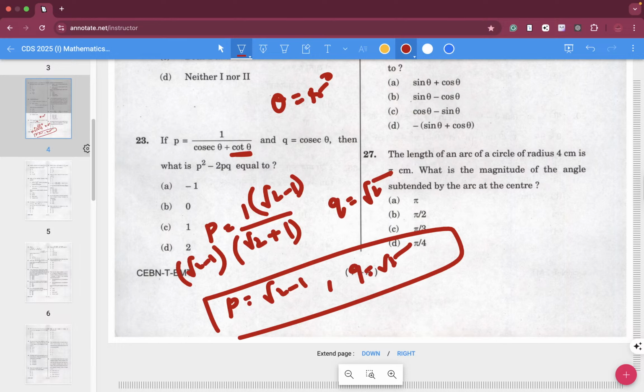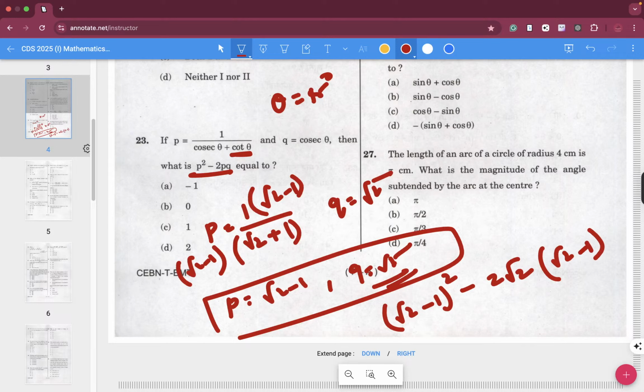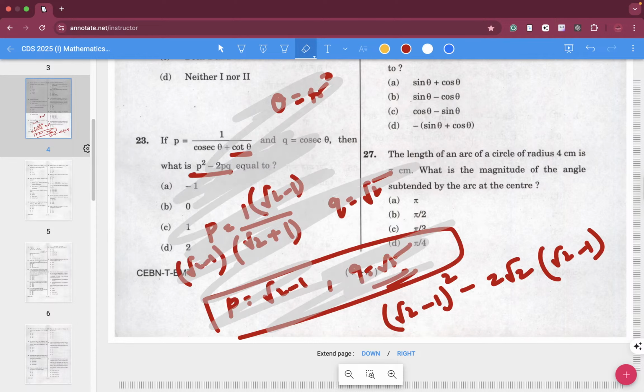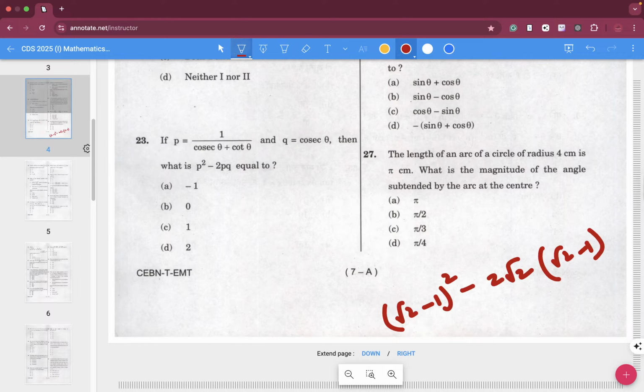So now you have this value. Now they have asked you to find out P square minus 2PQ. Okay, P square is root 2 minus 1 whole square minus 2 into root 2. Q I am writing it first, okay, and then P root 2 minus 1. Is that what we have to solve for it? Okay, so now let's just solve for it over here. If we solve for it, okay, it gives us how much, right? 2 plus 1 minus 2 root 3, sorry, 2 root 2, right?